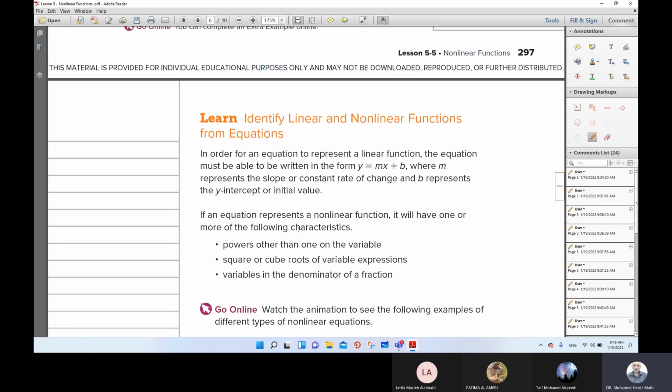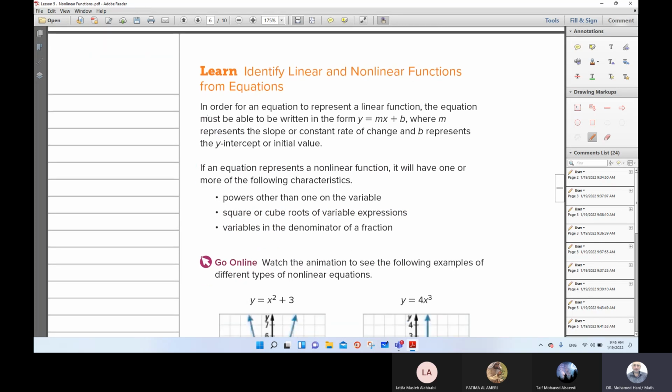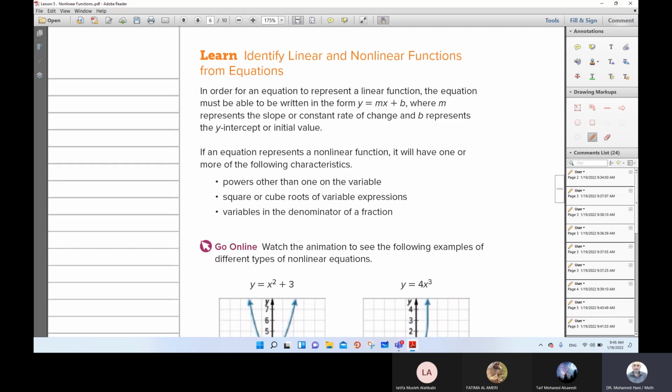Now we want to learn to identify linear and non-linear functions from equations. In order for an equation to represent a linear function, the equation must be able to be written in the form y equals mx plus b, where m represents the slope or constant rate of change and b represents the y-intercept or the actual value.